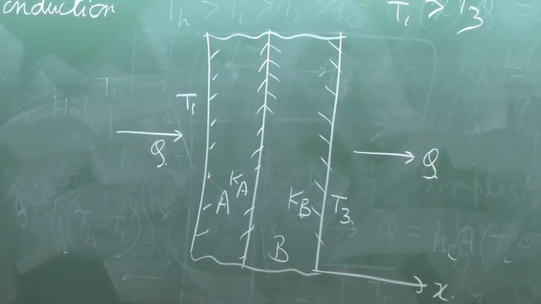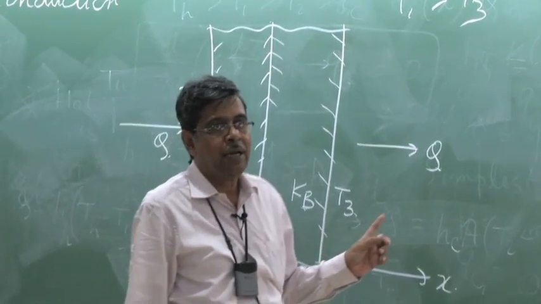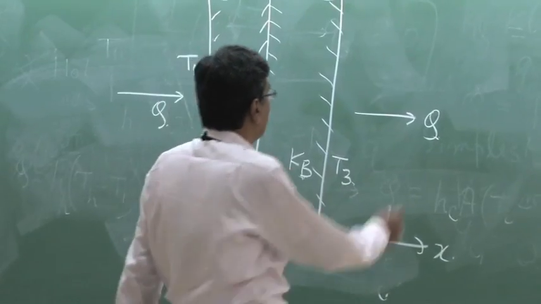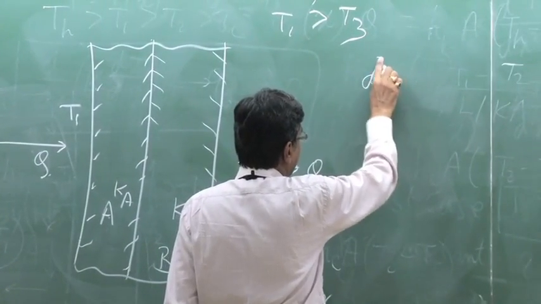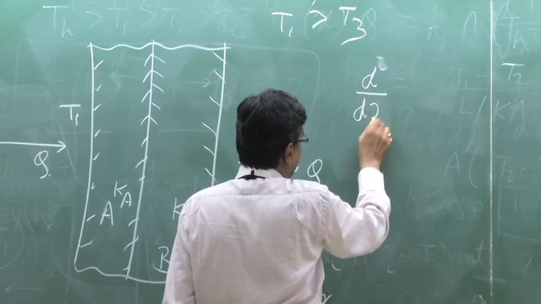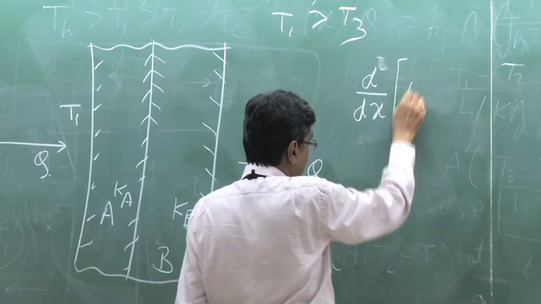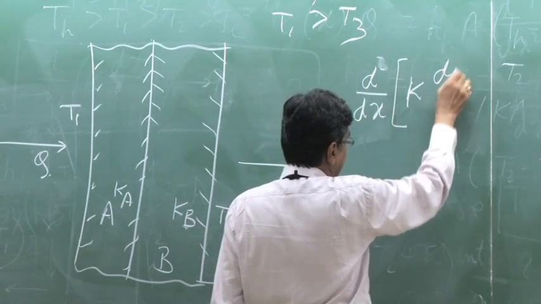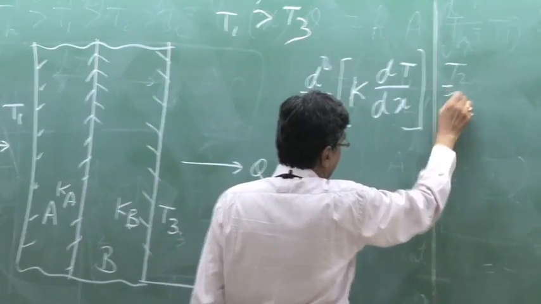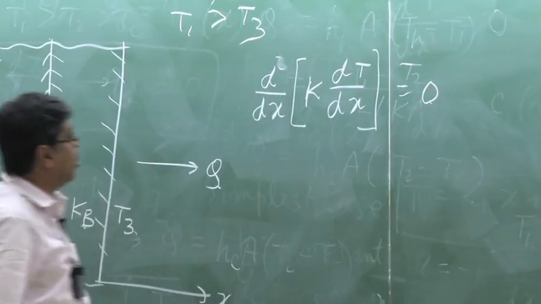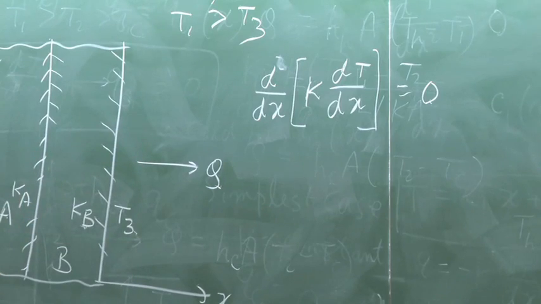Then how to find out the temperature distribution? Now, temperature distribution here, we cannot solve the equation. Thermal conductivity is the same, if you write it like this, d/dx of k dT/dx equals zero, no q_g, that means no generation, but this we cannot solve.